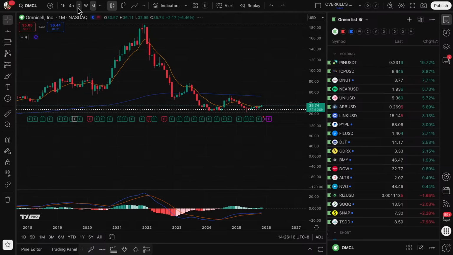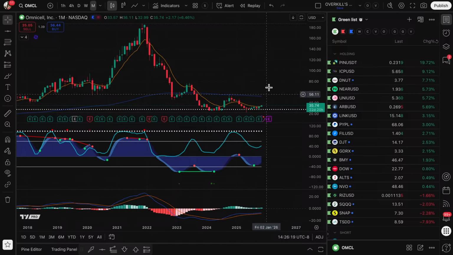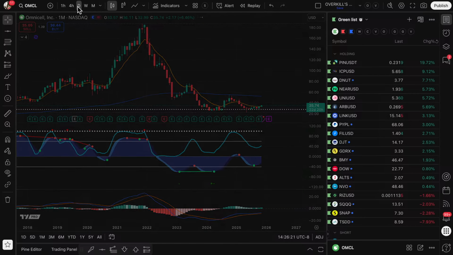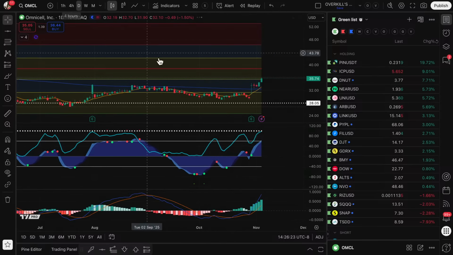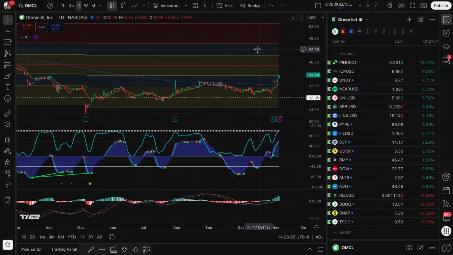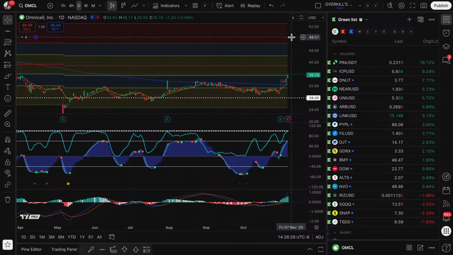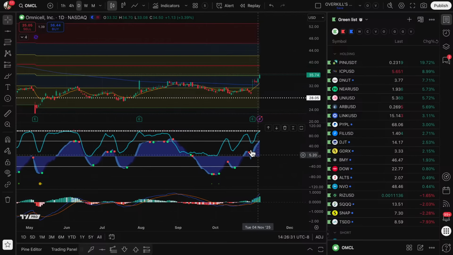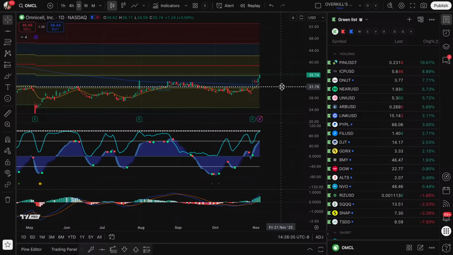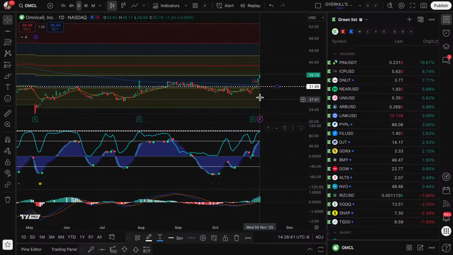OMCL. This one's looking nice. It is pumping here, so it's green on the monthly. Everything's reversing, and this one actually looks really good. We'd be targeting up here in the red zone. The red zone is always going to be our target for the price, and that's sitting anywhere from 48 to 52 right now. It's coming up there into the 50% line. You could put a trailing stop loss right here at around 32, and then let that puppy ride. So target would be 48 to 50.